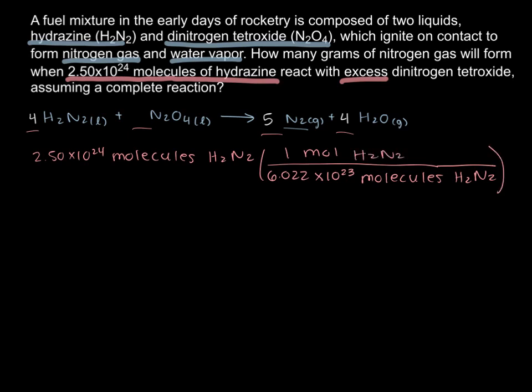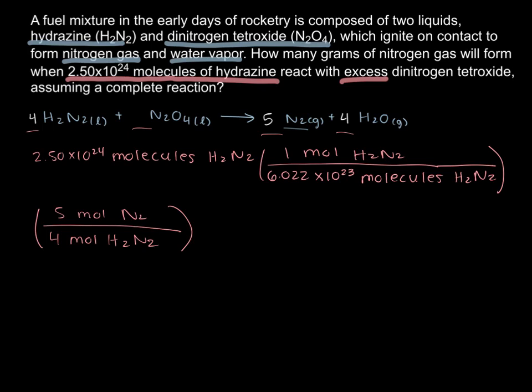Okay, so now that we have it into moles of hydrazine, we can now convert this into moles of nitrogen gas, since in this problem we are looking for grams of nitrogen gas. Well, looking back to our equation, we notice that for every 4 moles of hydrazine, we have 5 moles of nitrogen gas. Okay, and now we're going to convert moles into grams because that's what our problem is looking for.